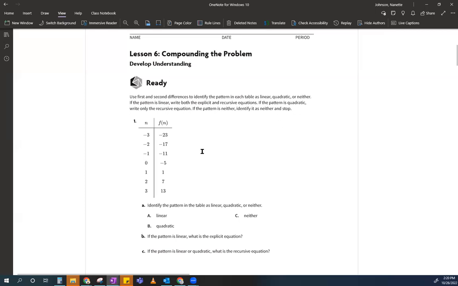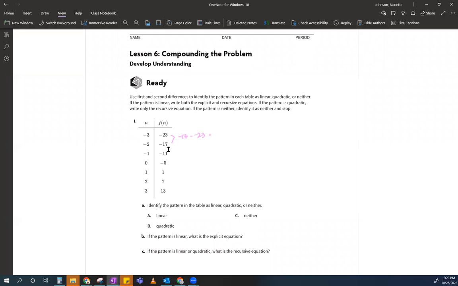Okay. So here, the very first thing that I'm going to do is I'm going to do what they call first and second differences. What they're asking you to do is subtract. They say bottom minus top. How did you get here? Right. So -17 minus -23 is +6.